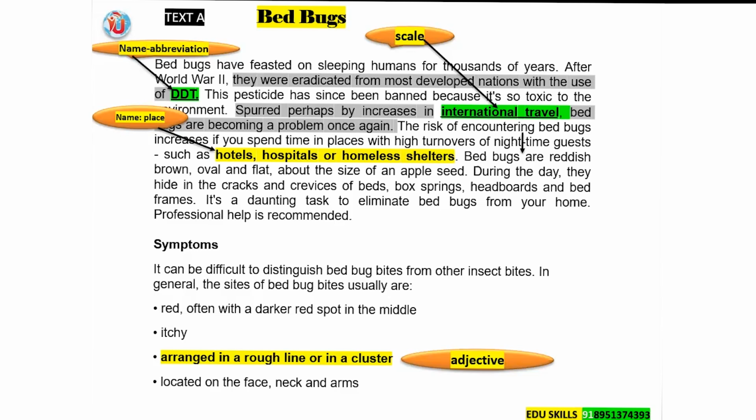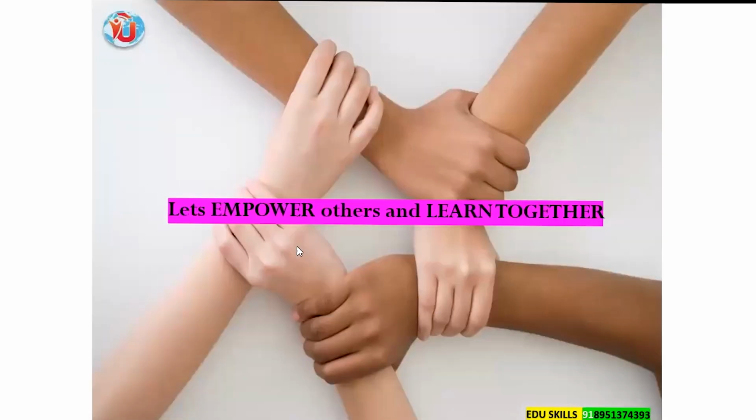If you have read this paragraph and the symptoms, you will find more keywords in this. But you have to be specific because you have only 15 minutes, and you have to be specific to the particular paragraph and highlight whichever keywords you need.